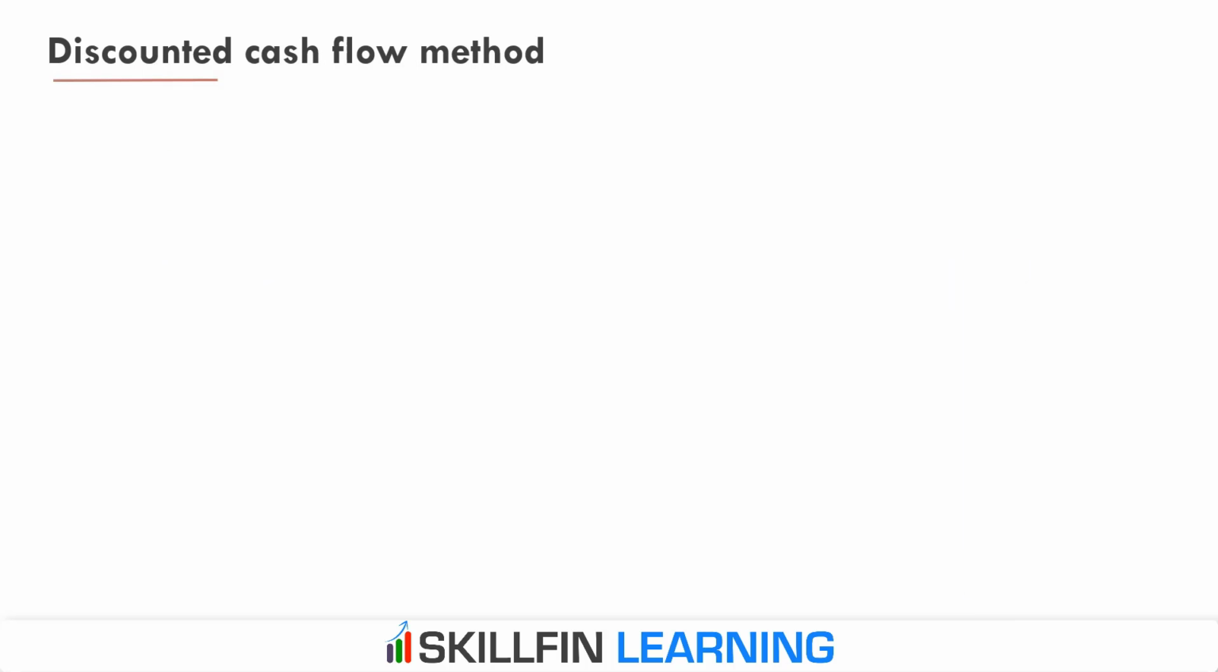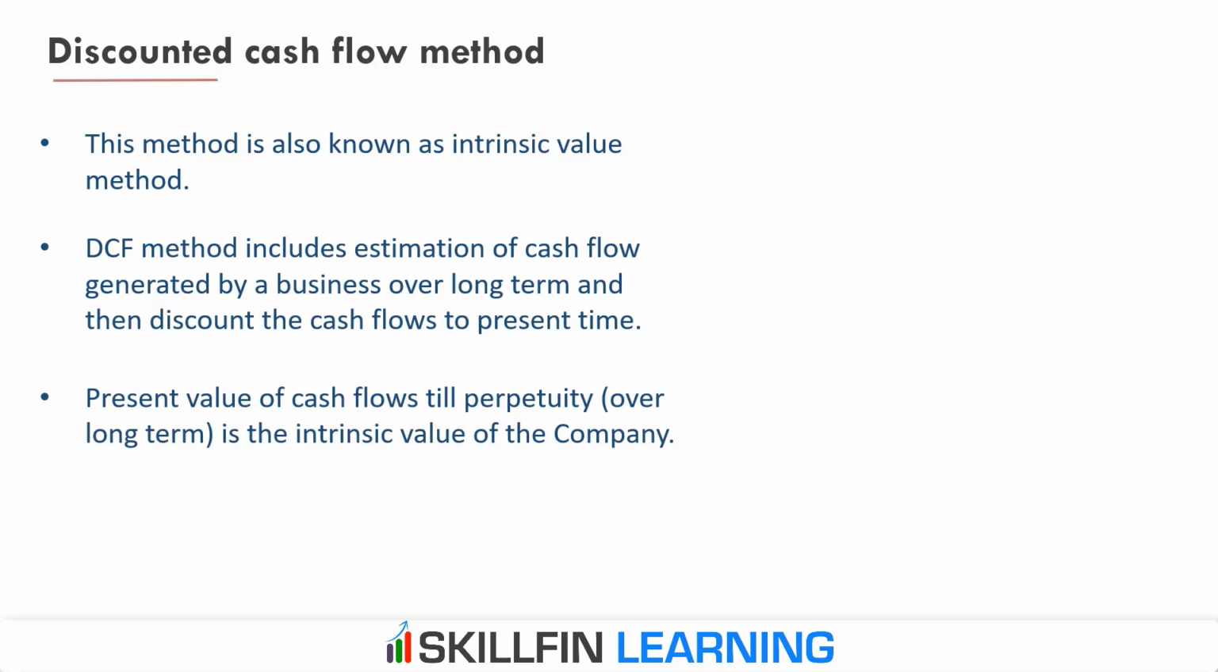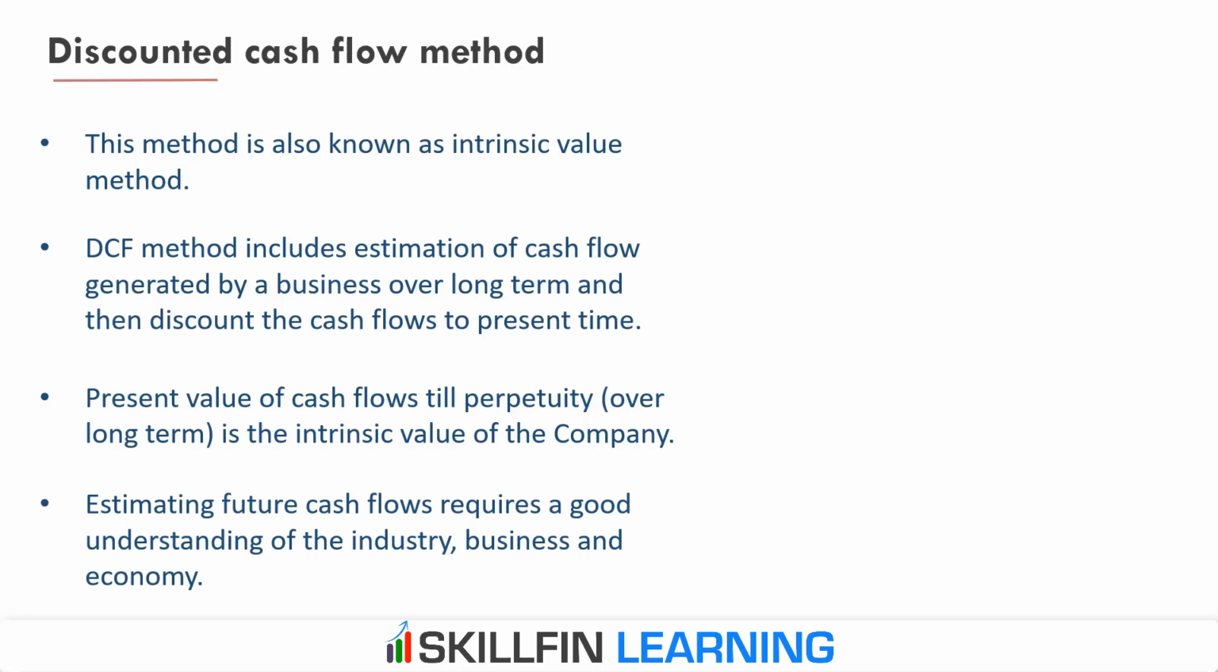Let's look at the discounted cash flow method. Discounted cash flow method is also known as the intrinsic value method. This method involves estimation of cash flows generated by a business over long term and then discount the cash flows to present time. Present value of cash flows till perpetuity over long term is the intrinsic value of a company. Estimating future cash flows requires good understanding of the company, business, and the economy.